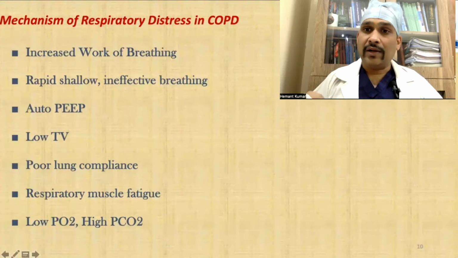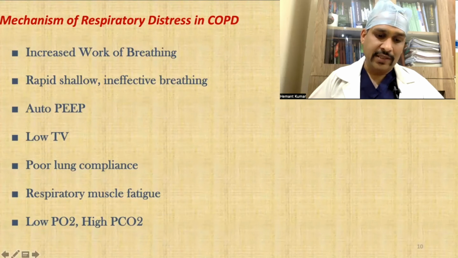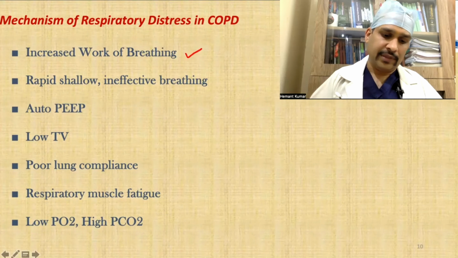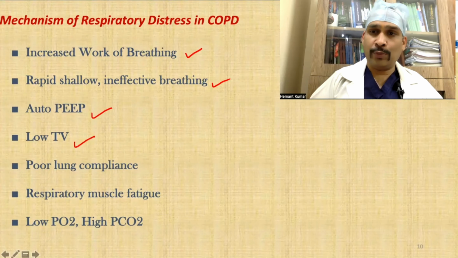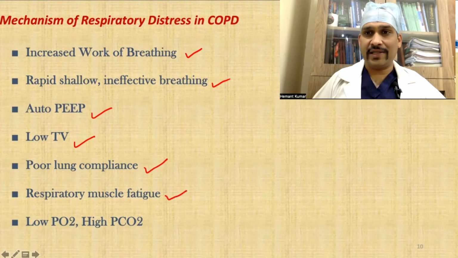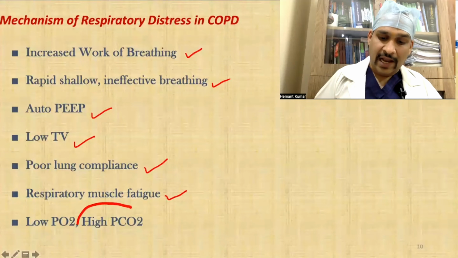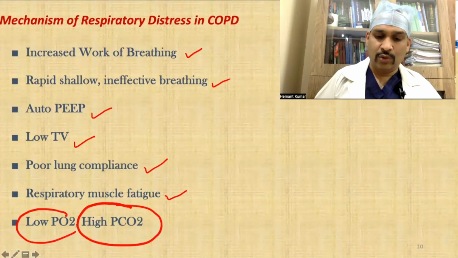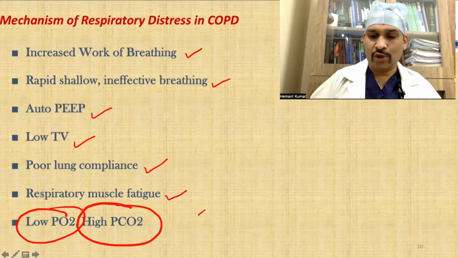So what happens in COPD? Increased work of breathing, shallow breathing, auto PEEP, low tidal volume, poor lung compliance because of a flattened diaphragm, ultimately respiratory muscle fatigue, and there is ventilation failure. What happens? High PCO2 and low PO2. This is called type 2 respiratory failure.